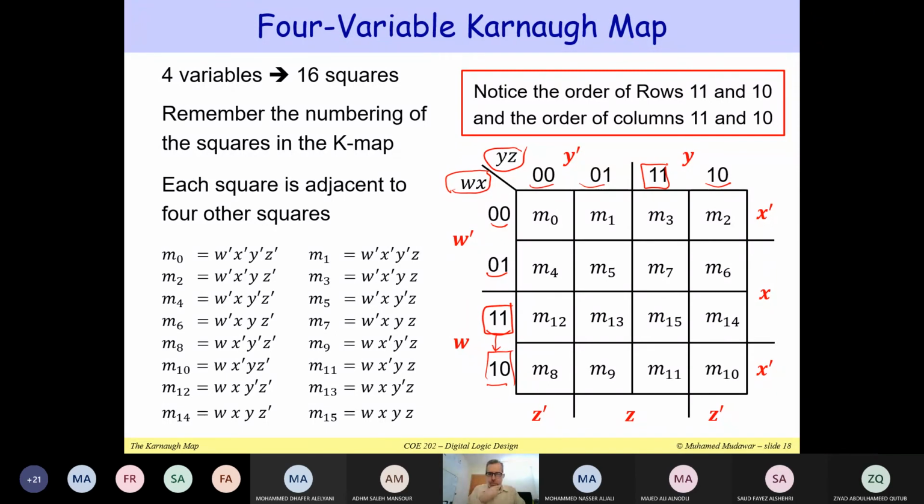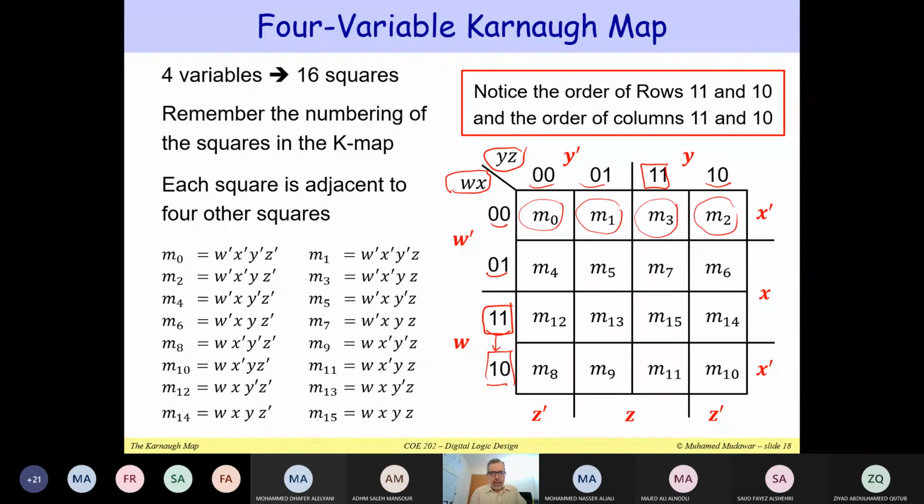Now we have 16 entries inside, so we have a 4 by 4 Karnaugh map. This is like the 16 entries in the truth table, and these are the minterms. We start here with 0, 0, 0, 0. That must be minterm 0, so this is the square for minterm 0. Then 0, 0, 0, 1 will be minterm 1. Then we have 0, 0, 1, 1, which will be minterm 3, then minterm 2.